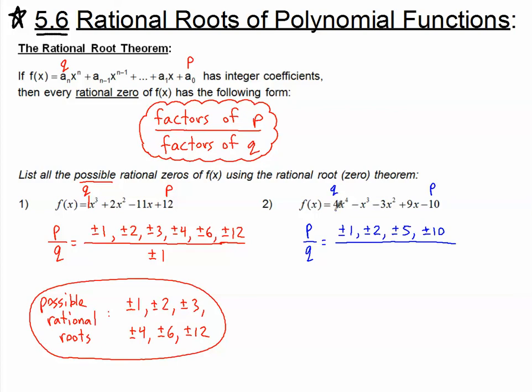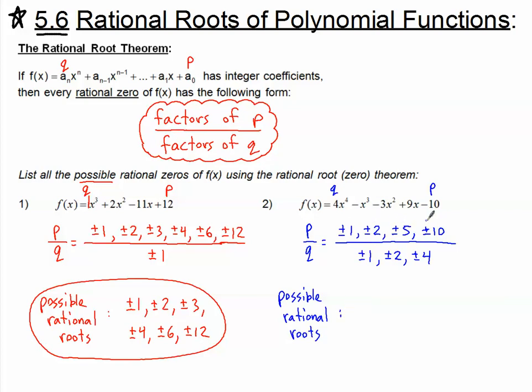Unfortunately, we have a bigger number than 1 for our q over here. Plus or minus 1 goes into 4, plus or minus 2 goes into 4, and plus or minus 4. When you have multiple parts of your denominator, it makes it a little bit trickier. Let's list them here. Possible rational roots. And let's try to go in some sort of an order.